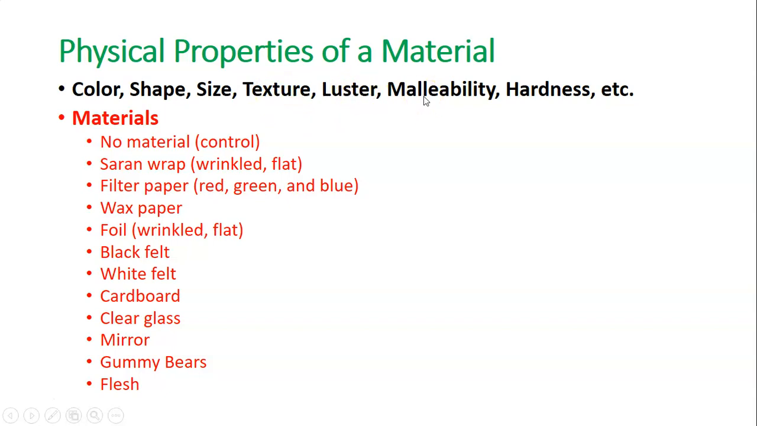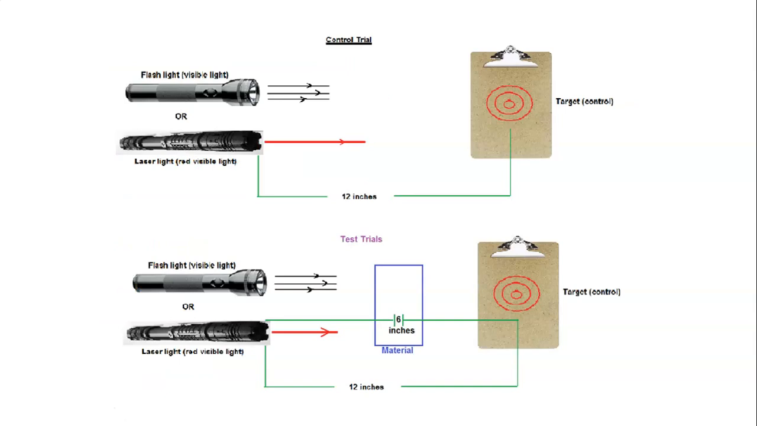Malleability is, is it bendable? Can you fold it and then re-flatten it back out? So wrinkled versus flat saran wrap or wrinkled versus flat foil, you're basically playing around with the malleability. Hardness is another one. It's another physical property. But basically, hopefully what you're seeing here is, when we change the object or the material that we put at 6 inches, how will that affect the behavior of the light? And then ultimately, what's causing the light to transmit? Or what's causing the light to reflect? Or what's causing the light to be absorbed? It has to do with the physical properties of the material.